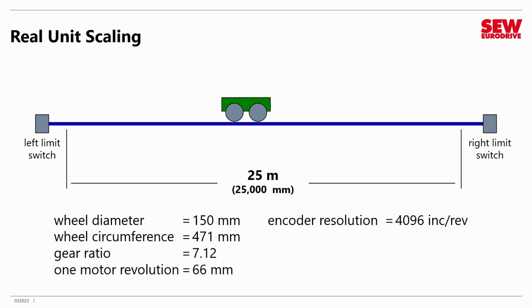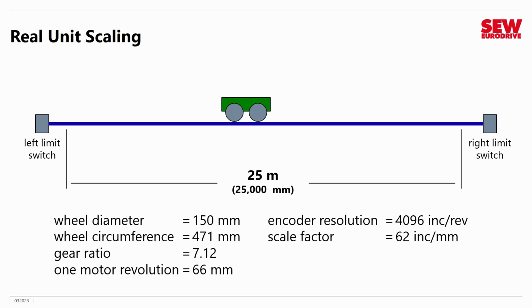Now we know, of course, that if we're using the motor encoder, we get 4,096 increments per revolution. To figure out the relationship of increments to millimeters, we just take 4,096 and divide it by 66 millimeters, and that gives us our scale factor. It says that for every 62 increments we count from the encoder, we have moved 1 millimeter.